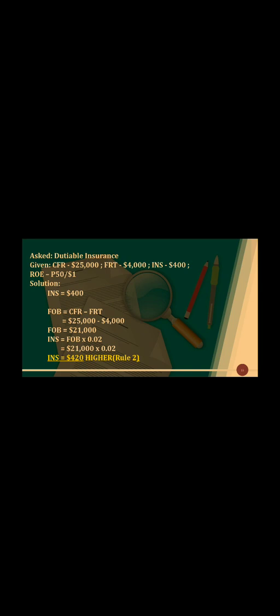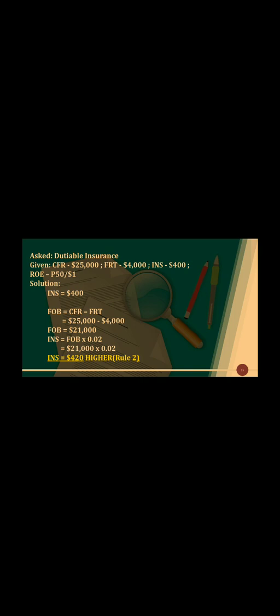So here's the solution. We need to compare the stated insurance on the problem, and we also need to get the computed insurance, where we multiply the FOB by 2%. Whichever is higher of the two would be the dutiable insurance. So the stated insurance on the problem is $400. And next, we need to get the computed insurance.